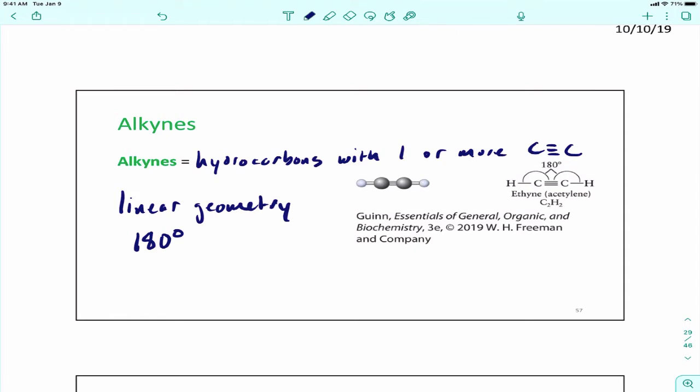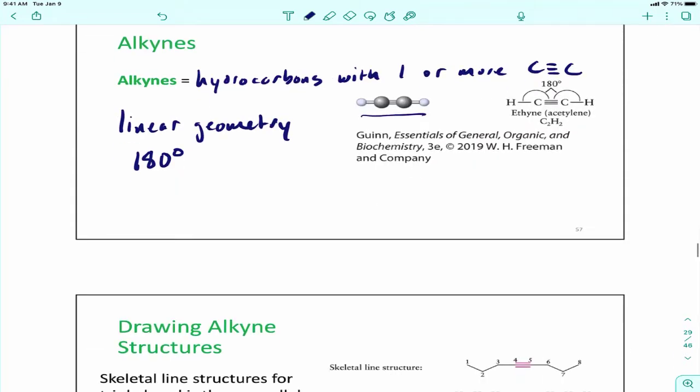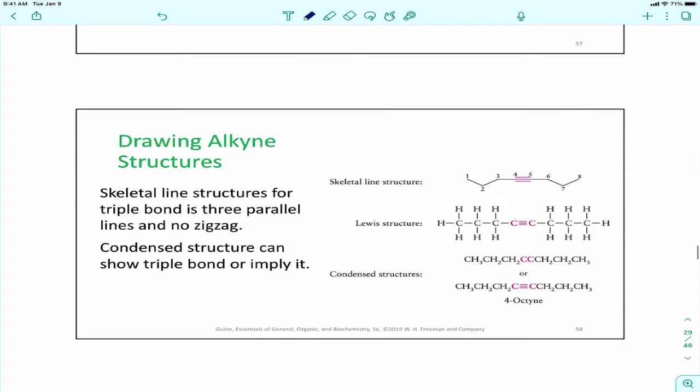The simplest alkyne is ethylene. A common name is acetylene. This is the compound that you use in an acetylene torch, so in a welding torch. All right, so the way that we draw an alkyne structure for a skeletal line structure is that we have a triple bond that has three parallel lines, no zigzags, because it's going to be linear. The condensed structure can show the triple bond or imply it.